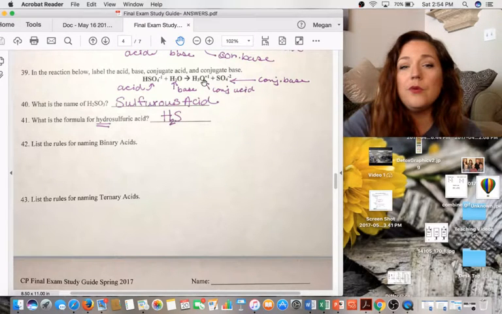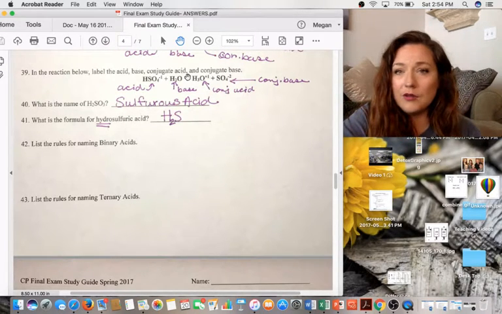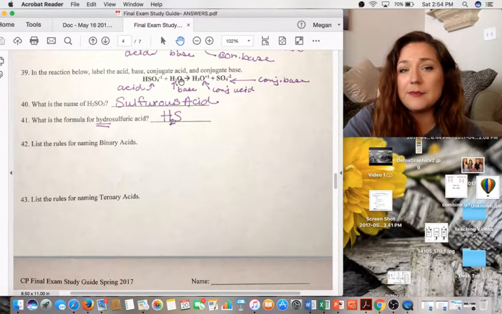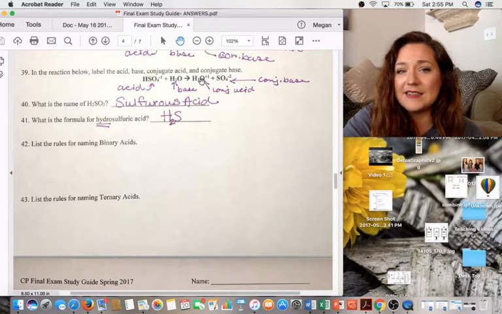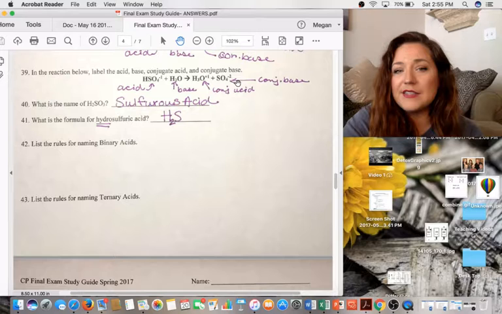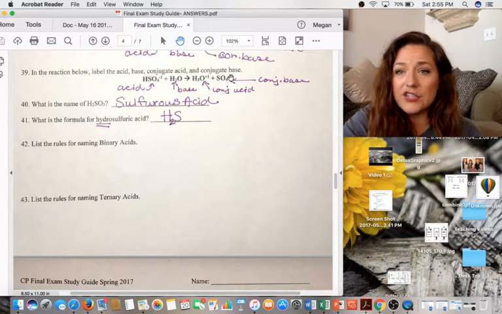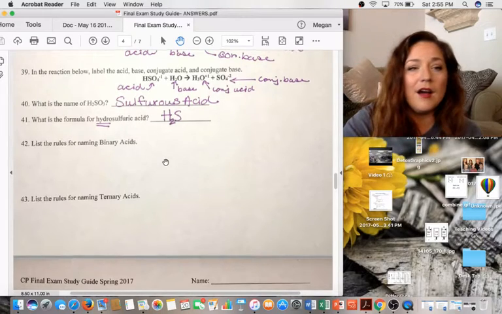So H2O receives that hydrogen. So he's the base. He forms H3O. So that is his conjugate acid. Then SO4 is what was formed from our acid. So he is the conjugate base. All right.